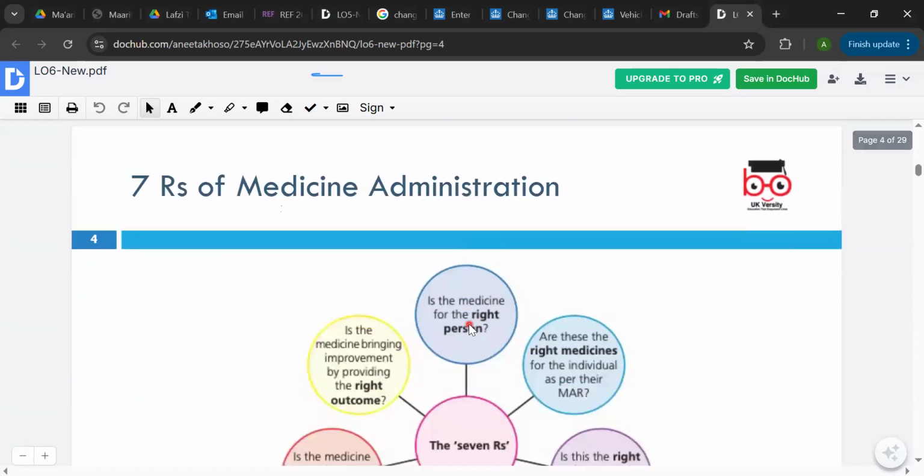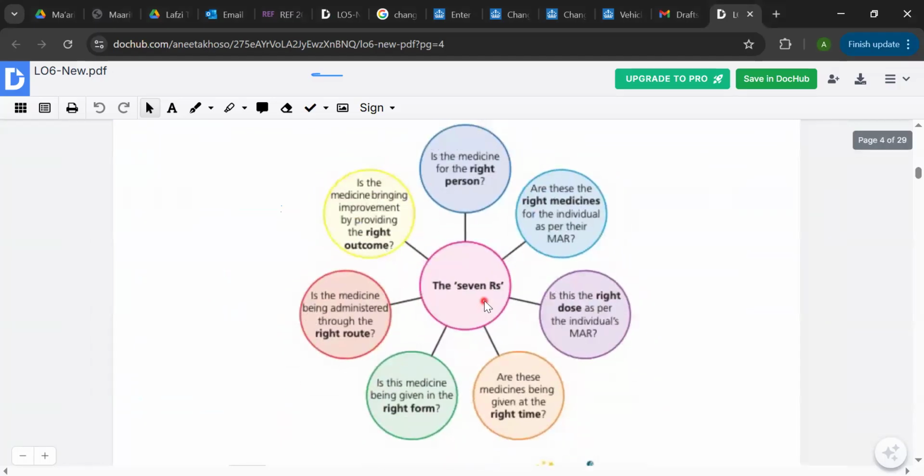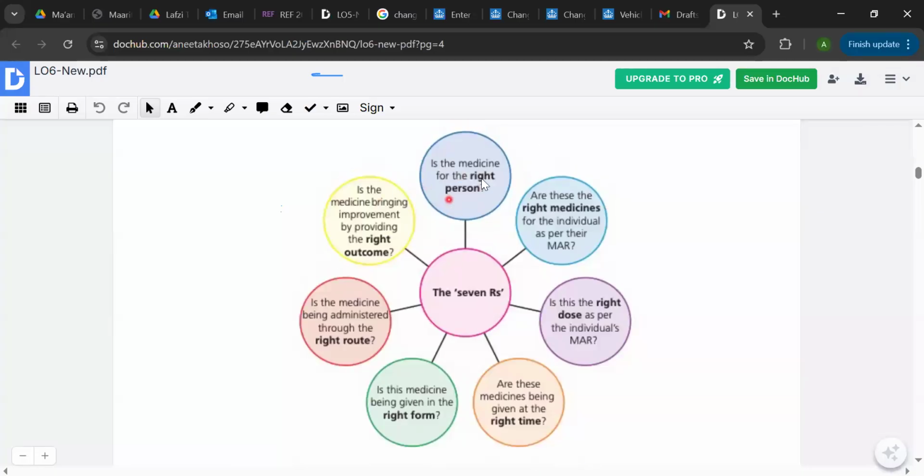There are 7 R's of medicine administration. Always remember this. The 7 R's are: is the medicine for the right person? Whenever you're giving the medication, just read these things. Is it for the right person? Is this the right medicine for the individual as per their charts? Is this the right dose? So you know the right medicine, the right person, and the right dose.